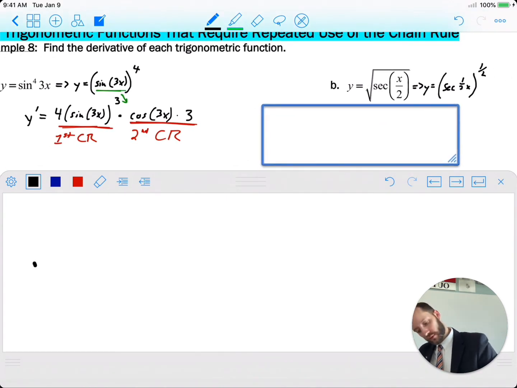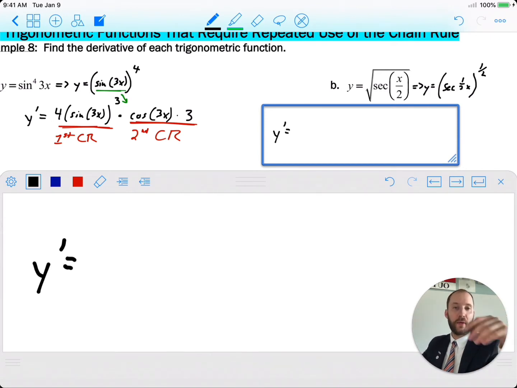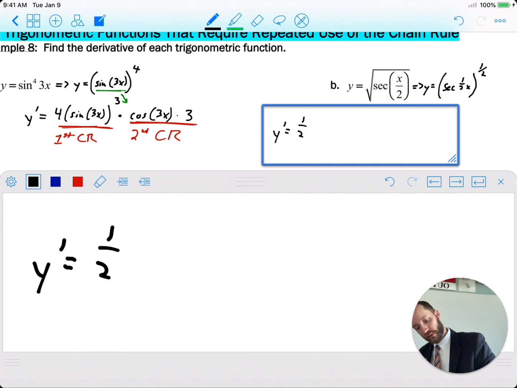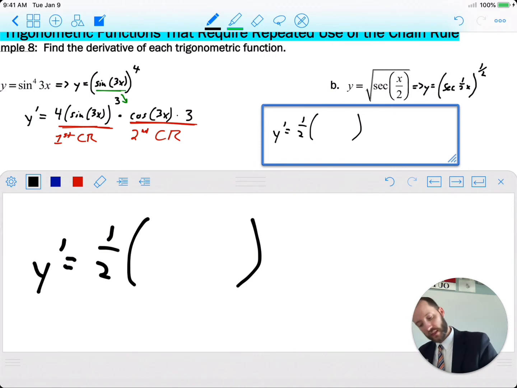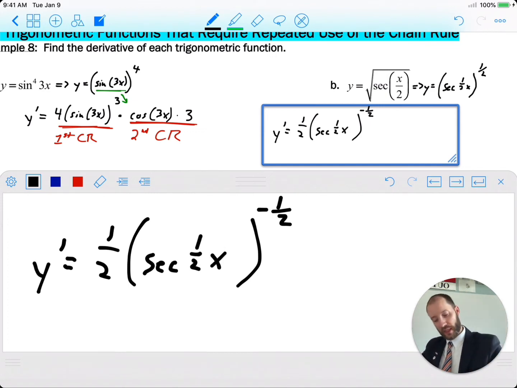So let's go for y prime. So doing the 1/2 power first, that's the overall function. So bring the 1/2 down. Decrease the 1/2 by 1, so 1/2 minus 1, negative 1/2. Leave the inside alone. And then we gotta multiply by derivative of inside. But hey, the inside, another chain rule, a secant of 1/2 x.